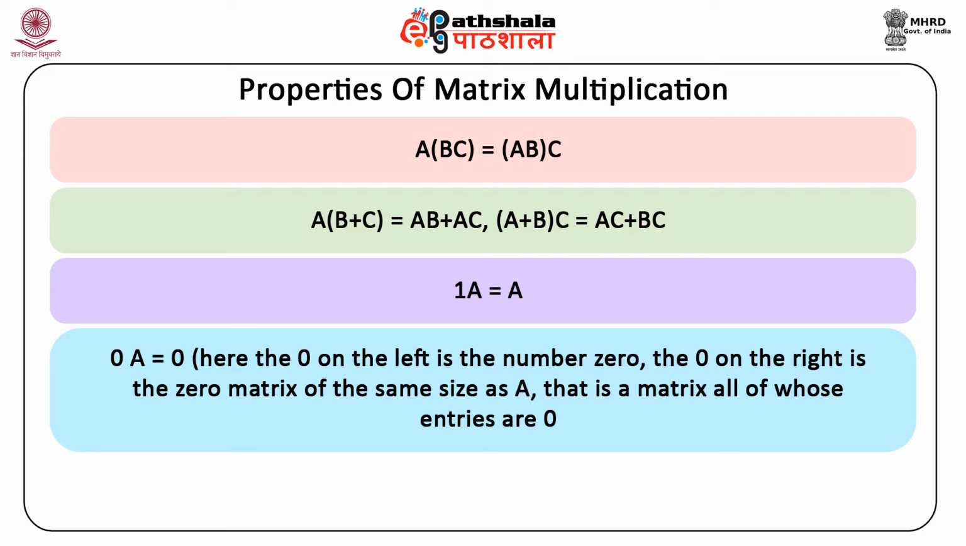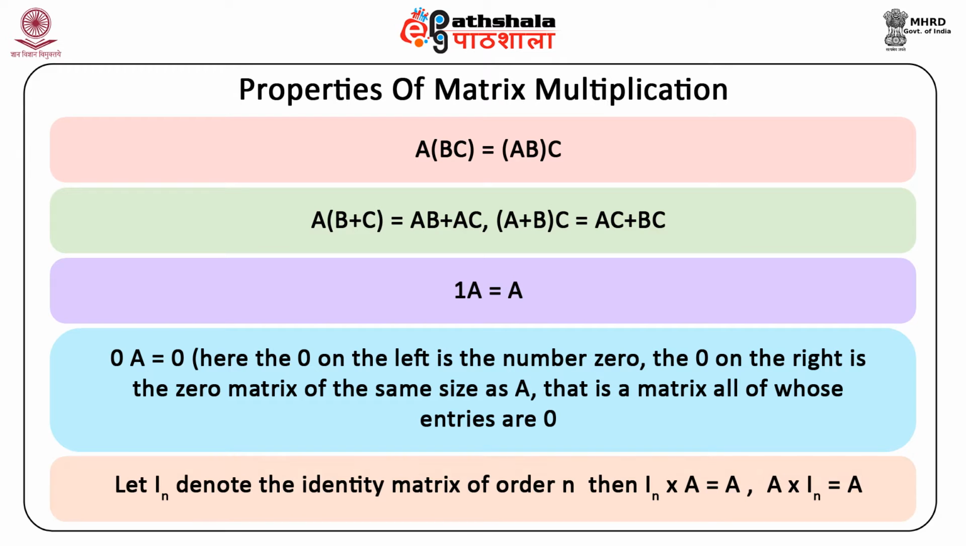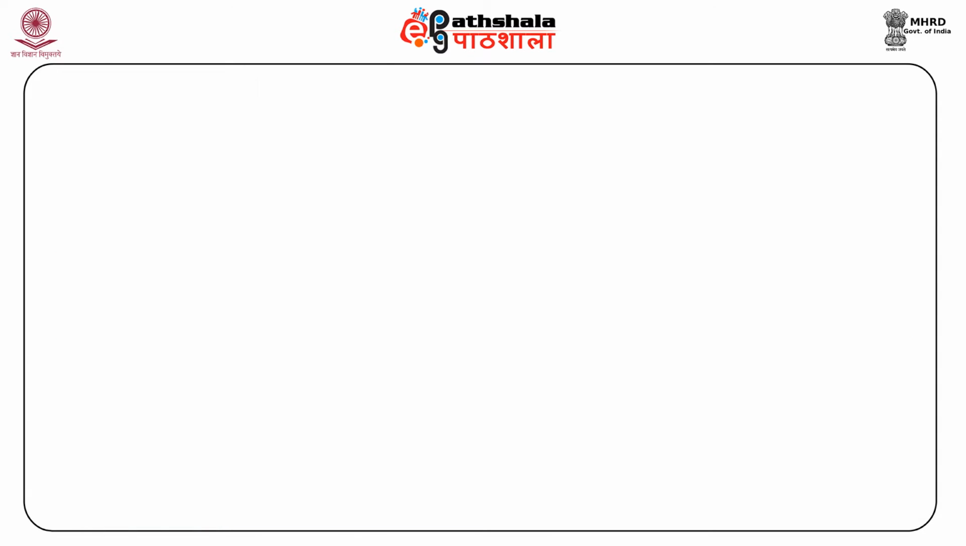Here, the 0 on the left is the number 0. The 0 on the right is the 0 matrix of the same size as A. That is, a matrix all of whose entries are 0. Let In denote the identity matrix of order n. Then, In times A is equal to A times In, which is equal to A.